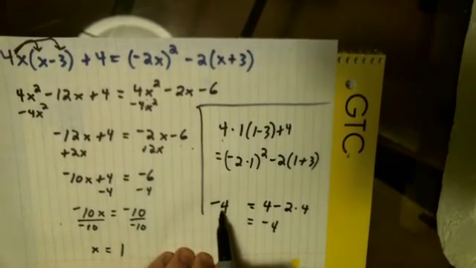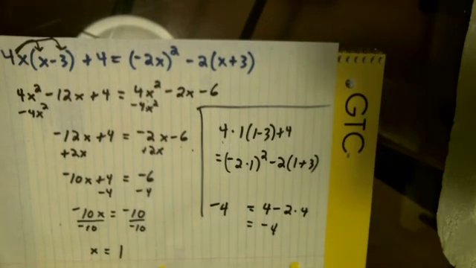So on the left side of the equation, we got negative 4. On the right side of the equation, we also got negative 4. So our answer is correct.